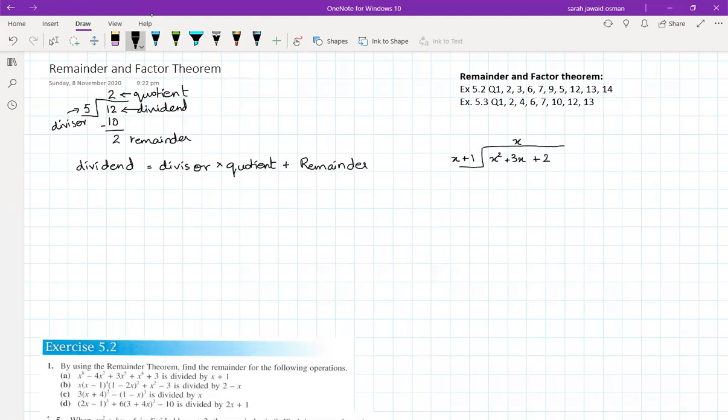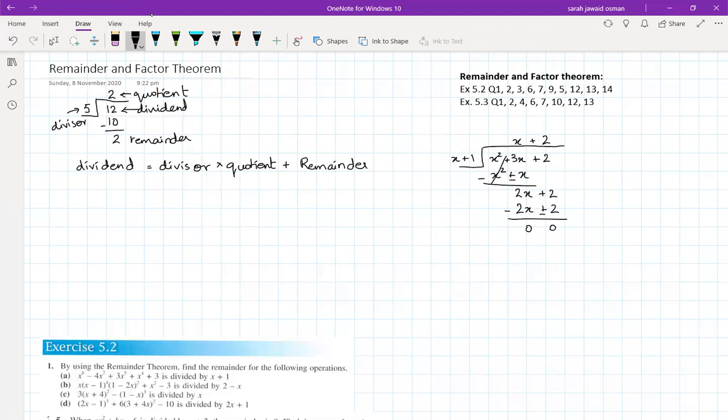So for a start, we are trying to get rid of this x squared, and we know that x plus 1 times x would give us x squared plus x. So subtracting that, we will get rid of these. And as a result, we will have 2x plus 2. Now 2x plus 2, how can we divide that by x plus 1? We know that x plus 1 times 2 gives us 2x plus 2. And subtracting these, we get 0 at the end.